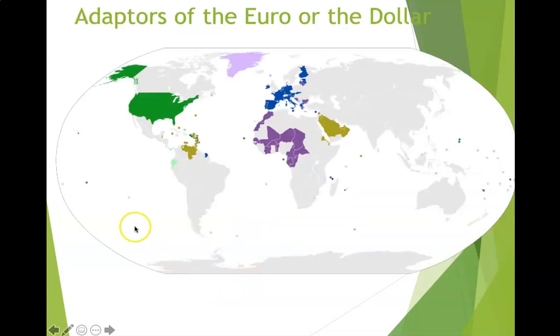Again, we look at the euro or the dollar adaptations, and we see these here. Dollarization is generally a Latin American thing, whereas Euroization, if that's even a word, has been tied to sub-Saharan Africa, Western Africa in particular.